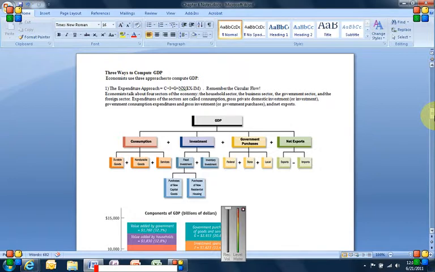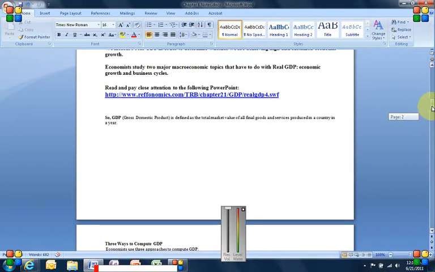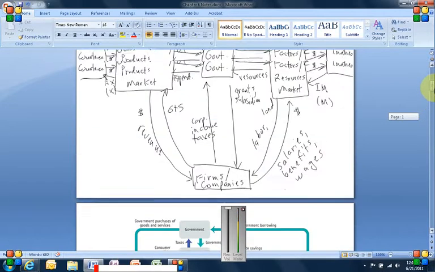Now, what do they stand for? C stands for consumption, I stands for investment, G stands for government purchases or government expenditures, and then NX is net exports, which is the value of exports minus imports. As I put here, remember the circular flow. Let's go back to the circular flow that we talked about previously for just a minute.